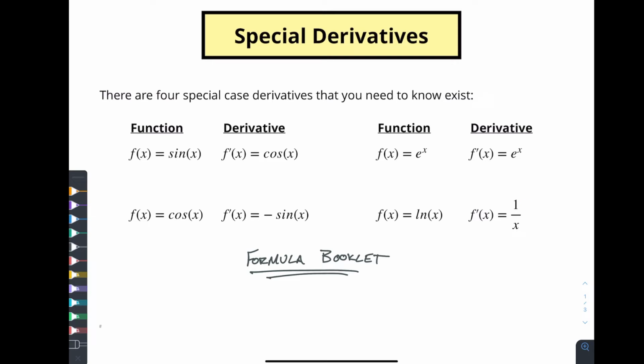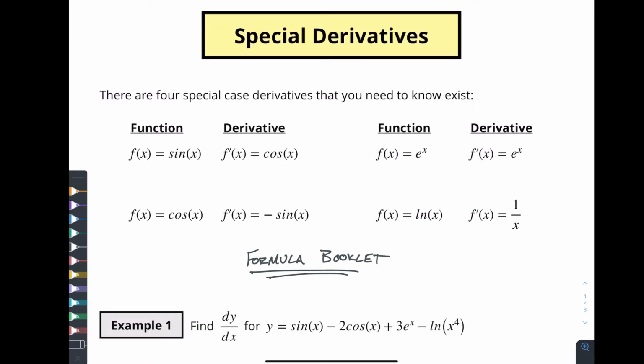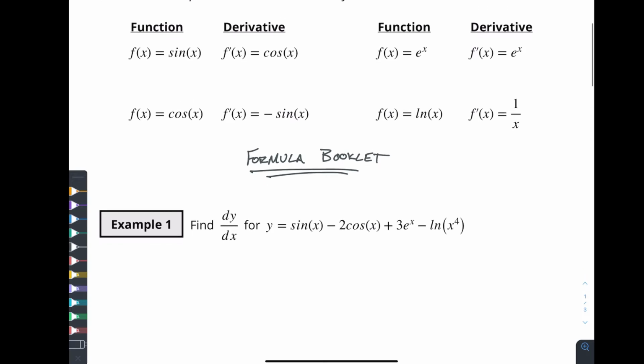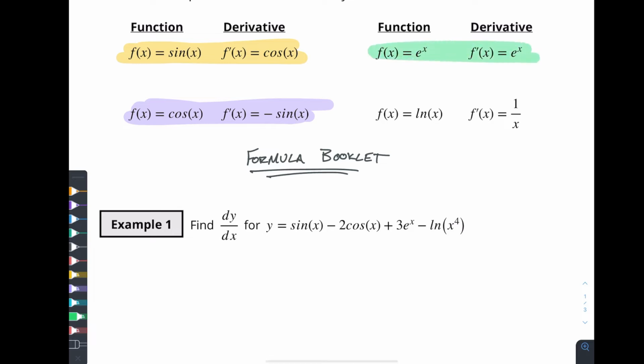All right, so let's take a look and see how some of these things come into play. Let's work through an example together. And actually, I'm going to color code these so we can easily find them as we reference. I've got yellow for our function being sine, purple for our cosine, green for our e to the x, and red for our ln x.